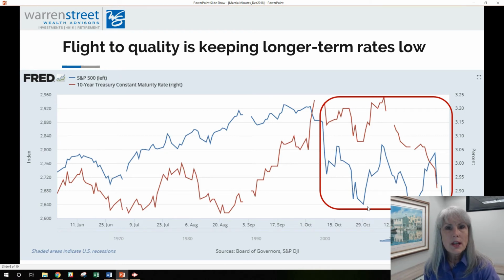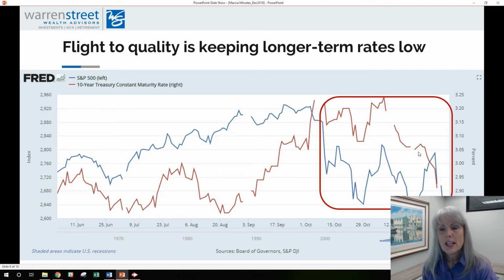So they sell their stocks, and what do they buy? Well, they buy something safe, and that would be U.S. Treasury bonds. So what you see here is the yield on U.S. Treasury bonds. It's just going off a cliff here in the last bit of November and into December because of demand for those bonds. So when the demand for something goes up, the price goes up. And if the price goes up for bonds, the yield goes down.